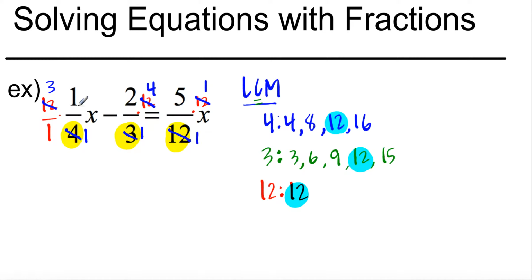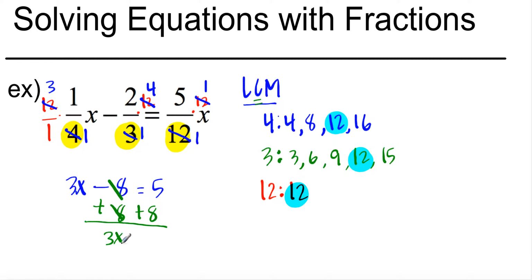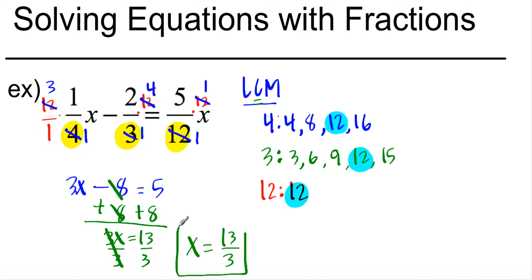And then we're going to multiply. 3 times 1 leaves us with 3x minus 2 times 4 leaves us with 8 equals 5 times 1 is 5. And now we've got a much more manageable equation, and we reviewed how to solve equations in a previous video. So we just add 8 to both sides. The 8s cancel. This leaves me with 3x is equal to 13. Divide by 3 on both sides. 3s cancel. And x is 13 over 3. 13 is not divisible by 3, so we'll just leave it like that.